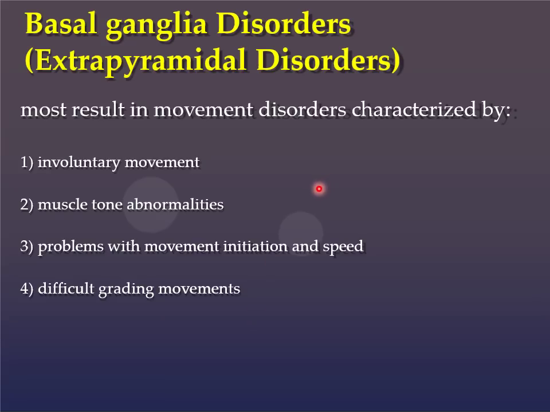The basal ganglia disorders, that is the extrapyramidal disorders, extrapyramidal because the basal ganglia fibers do not themselves pass through the medullary pyramids. They generally result in movement disorders characterized by either involuntary movements, changes in muscle tone, problems with initiating or speed of movement, or difficulty in grading movements, as we'll see.